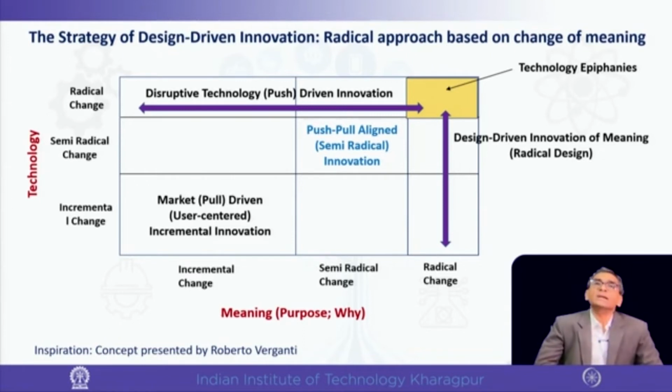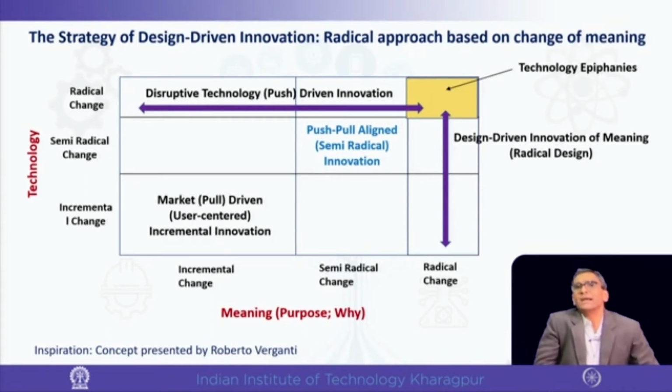Here what you see is that there is an incremental change, and then there is a radical change on the other side. In between there is a semi-radical change. So, you would perhaps notice that radical changes are relatively fewer compared to incremental changes. That kind of approach has been considered in this diagram.